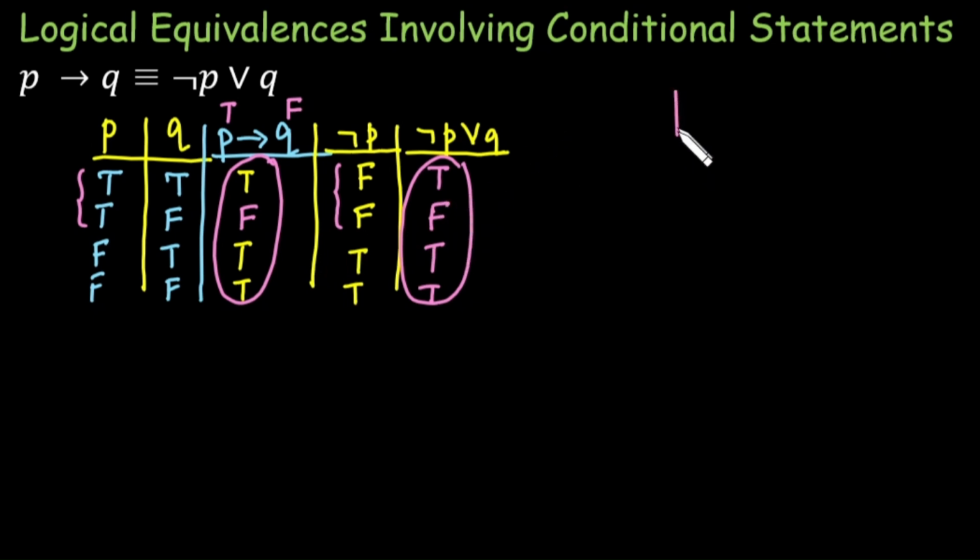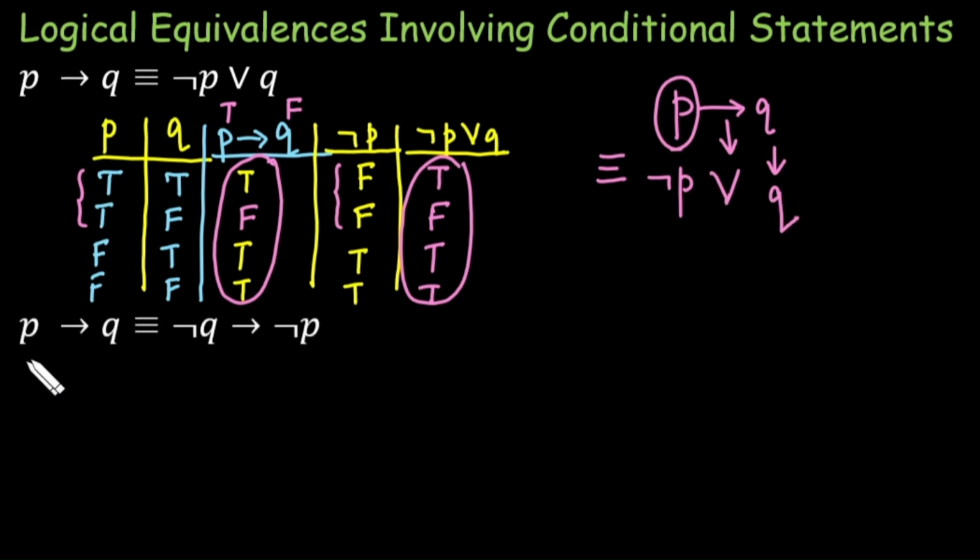So always remember, P implies Q is logically equivalent to taking the negation of the first statement. This operator gets converted into OR and the next statement is as it is. The next logical equivalence law is P implies Q is logically equivalent to negation Q implies negation P. That is called the conditional statement is logically equivalent to its contrapositive. So this is the contrapositive of the conditional statement.